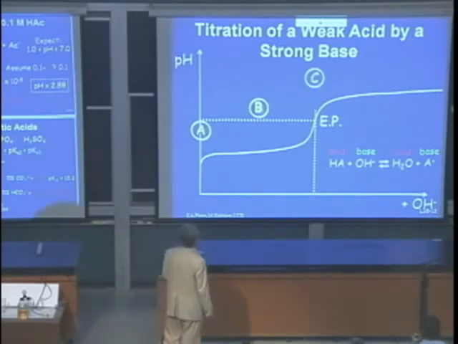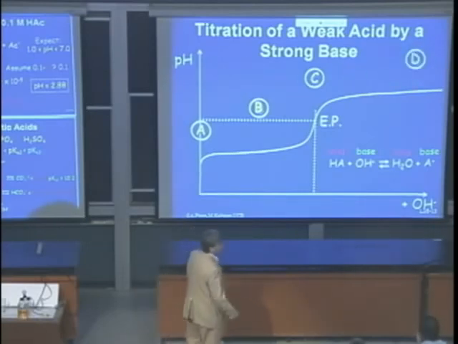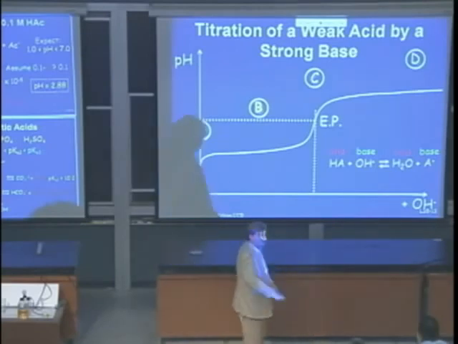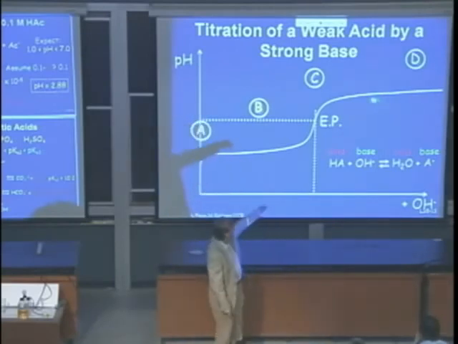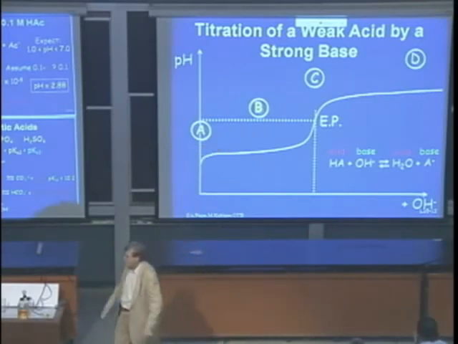And then you have the region here where the A minus will react with water. And then you have the boring region here, D, where nothing happens anymore because you keep adding OH minus, and so this will go asymptotically like this. So you just keep adding. Everything that happened has happened already.